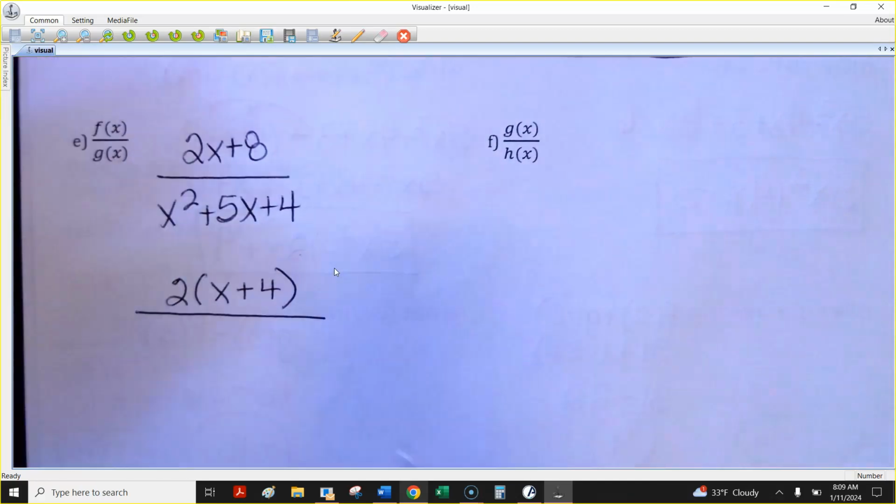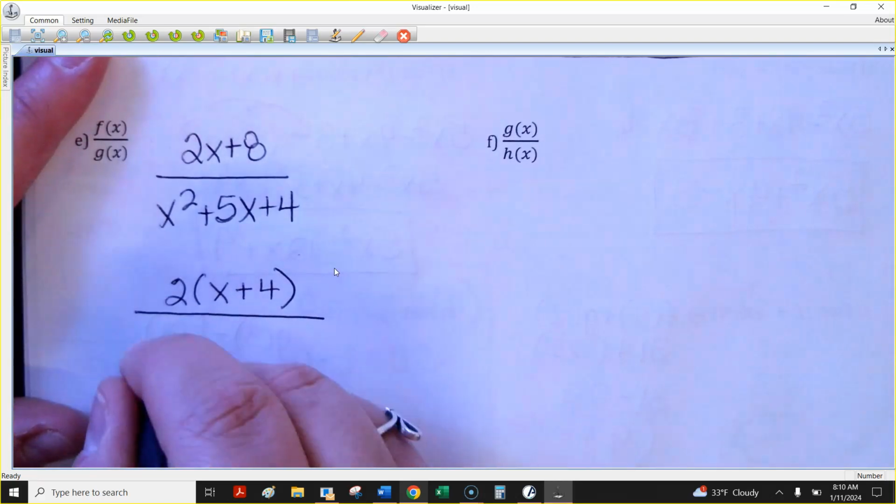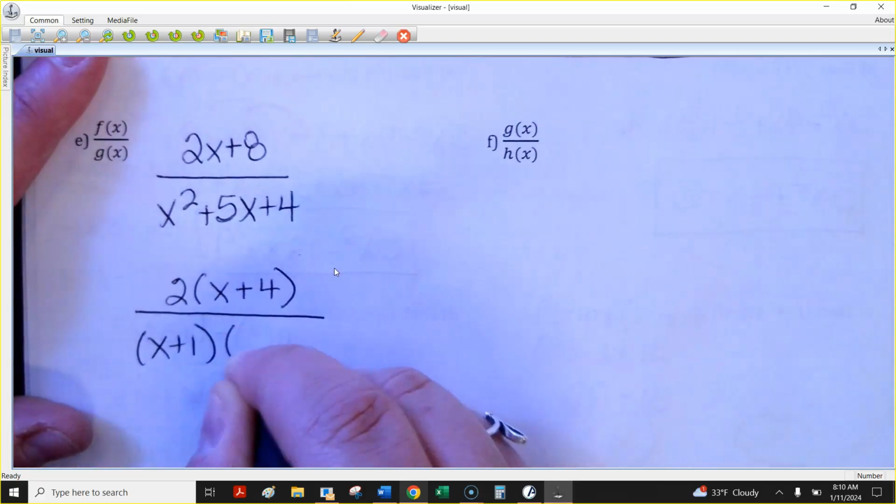Okay, could you factor the bottom? So that's just a quadratic trinomial there. So I'd have to multiply to get 4 and add to get 5. Can anybody think of factors? Eli, what do you think? 1 and 4. So x plus 1, x plus 4.